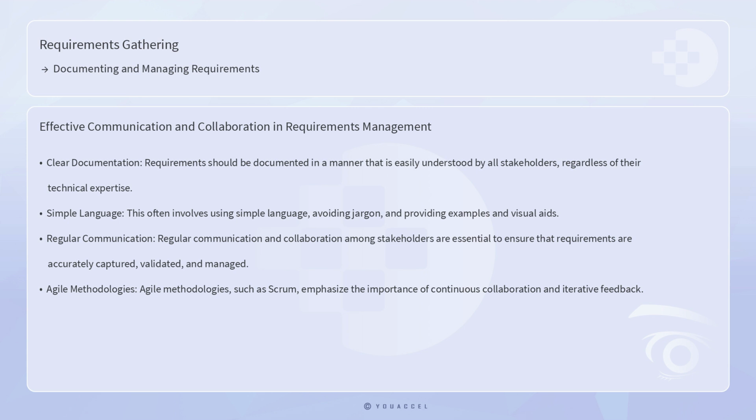Effective communication and collaboration are fundamental to both documenting and managing requirements. Requirements should be documented in a manner that is easily understood by all stakeholders, regardless of their technical expertise. This often involves using simple language, avoiding jargon, and providing examples and visual aids. Additionally, regular communication and collaboration among stakeholders are essential to ensure that requirements are accurately captured, validated, and managed. Agile methodologies, such as Scrum, emphasize the importance of continuous collaboration and iterative feedback, which can significantly enhance the effectiveness of requirements management.